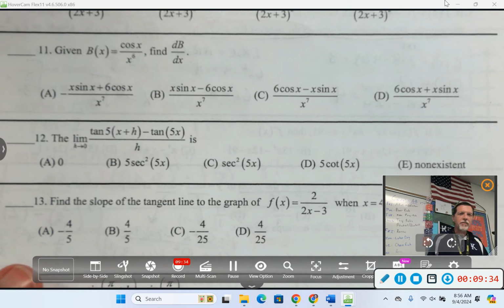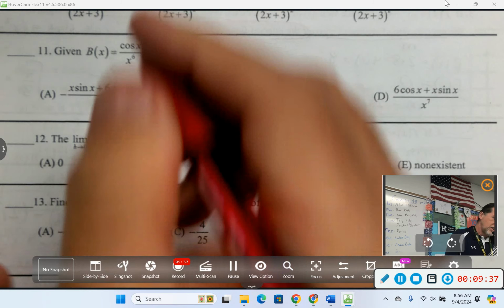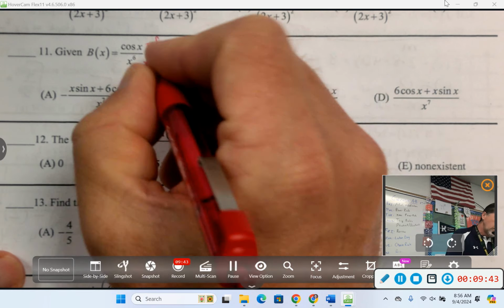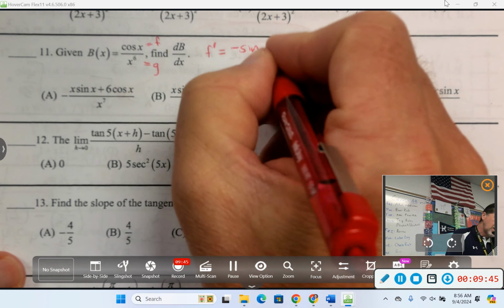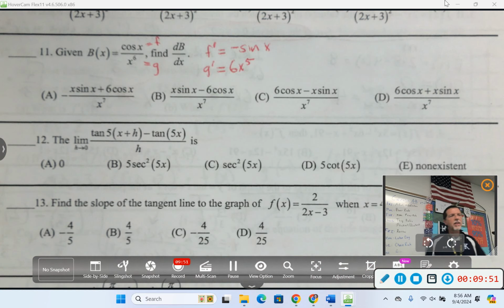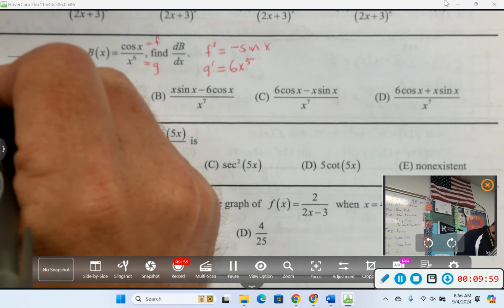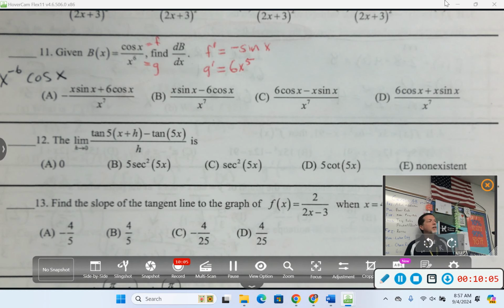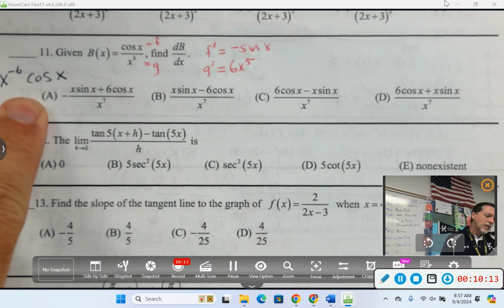What rule will we need for number 11? That's definitely the quotient rule. Derivative of cosine is negative sine. Derivative of x to the 6 is 6x to the 5th. Yes, again, you can always avoid the quotient rule if you want to write it as x to the negative 6 times cosine of x and then do the product rule. Yes, you can do that. I think I'm going to stick with the quotient rule. But yeah, you can do that.